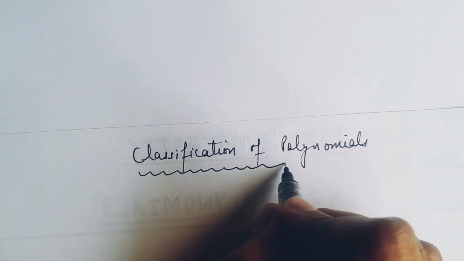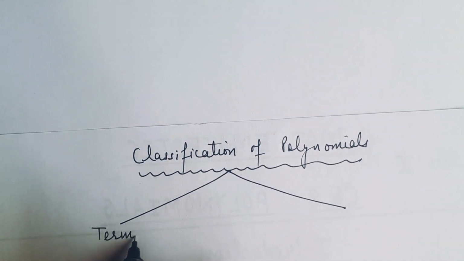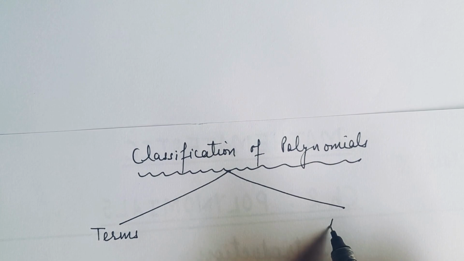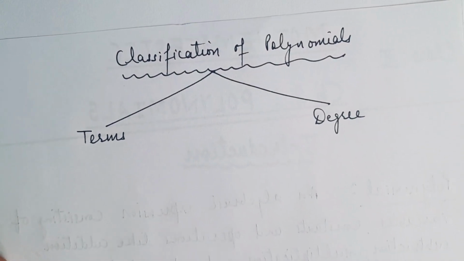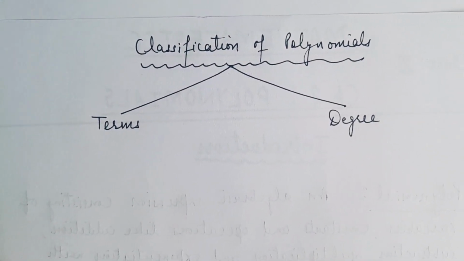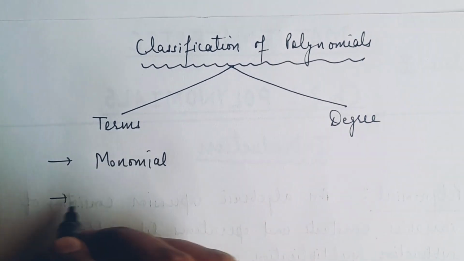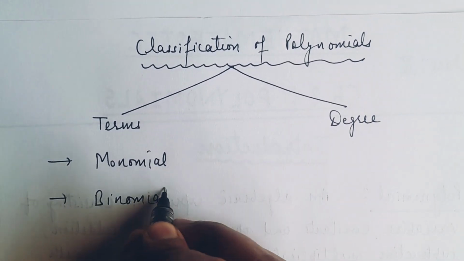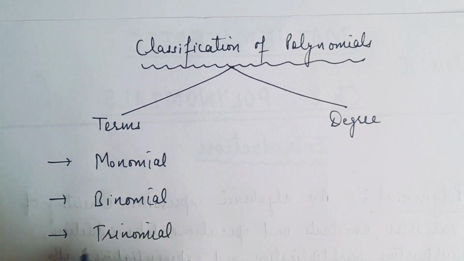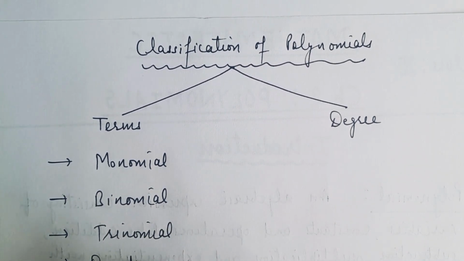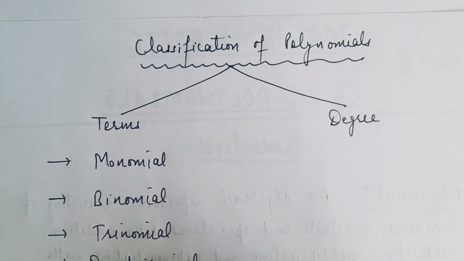Polynomials can be classified under two categories: one on the basis of number of terms, and second on the basis of degree of the polynomial. On the basis of number of terms, we can classify the polynomial as monomial, binomial, trinomial, quadrinomial. We have done this in class 7th and 8th. These are basically for classification on the basis of terms.